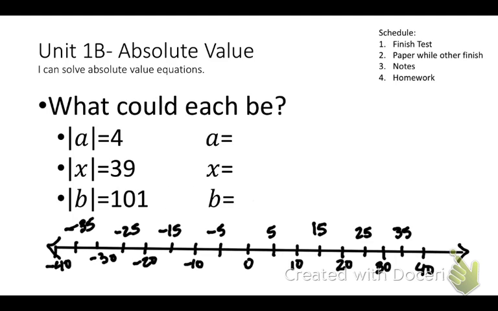All right, so let's think about this. We're going to just look at the first one. The absolute value of A equals 4. So if I was to draw 4 on our number line here, 4 would be about here.